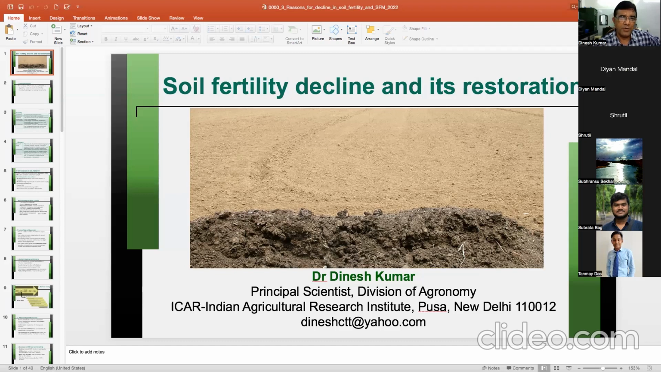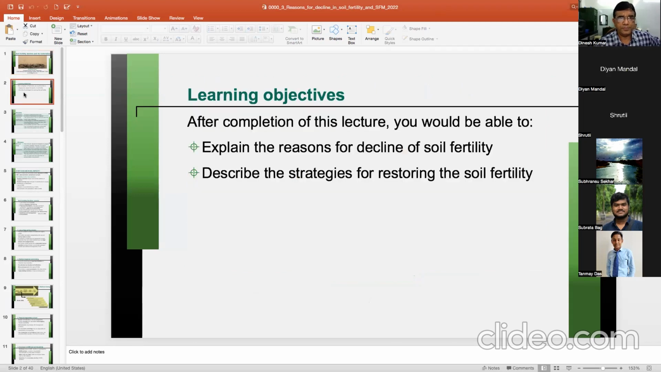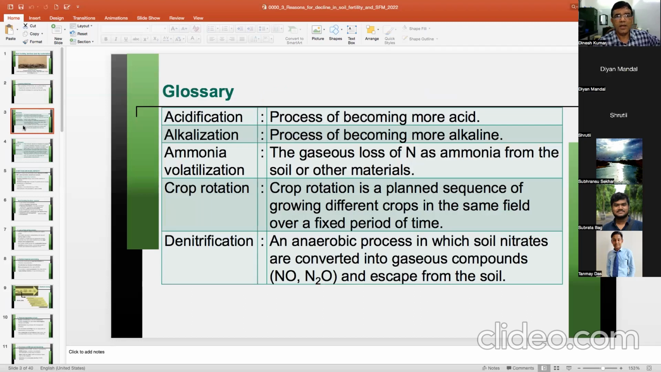Now today we are going to see the reasons why soil fertility is going down and how it can be restored. So today we will discuss the reasons for decline of soil fertility and describe the strategies to overcome this decline. So how we can overcome this, and then certain terminology.